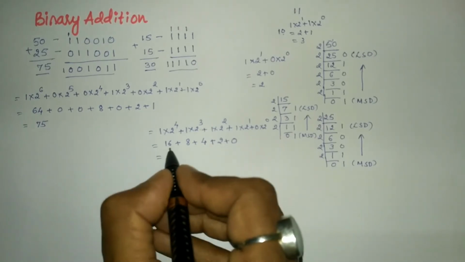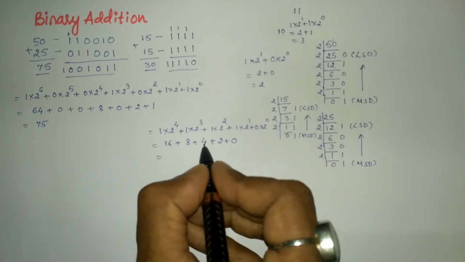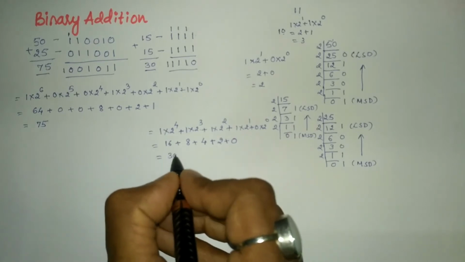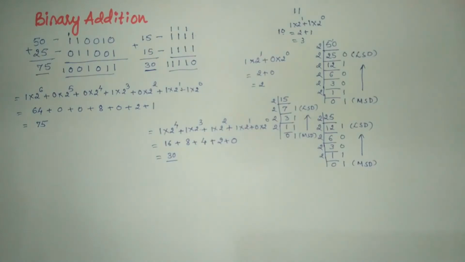Now let us further simplify. 16 plus 8 will become 24. 24 plus 4 is 28. 28 plus 2 is 30. So here whatever the result we got, that is absolutely correct.